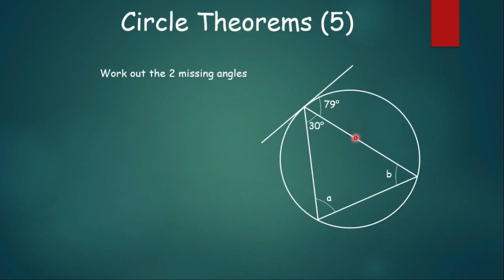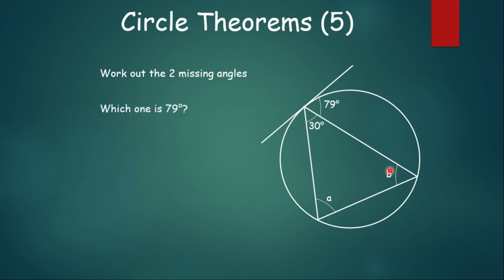Alright, so let's do a workout. This is an example. Which angle do you think is A and which one do you think is B? We are working out these missing angles. You can foresee how you can work out A and get B within no time because of the theorem we have already looked at.